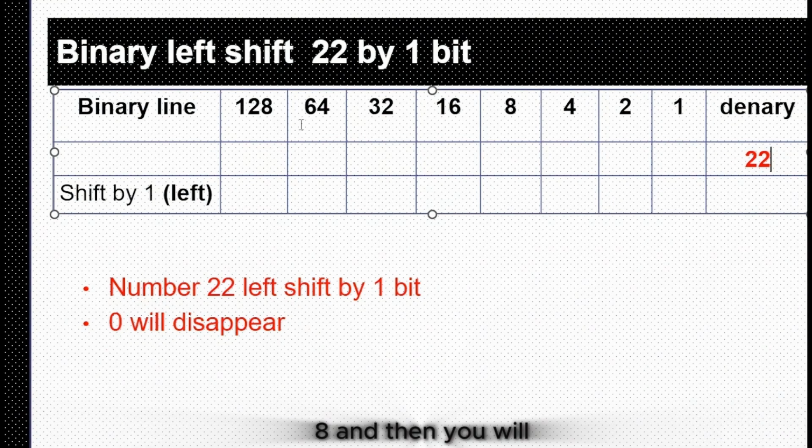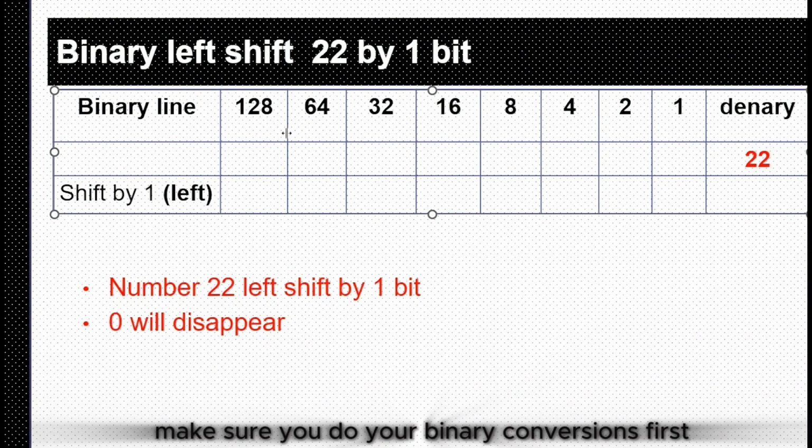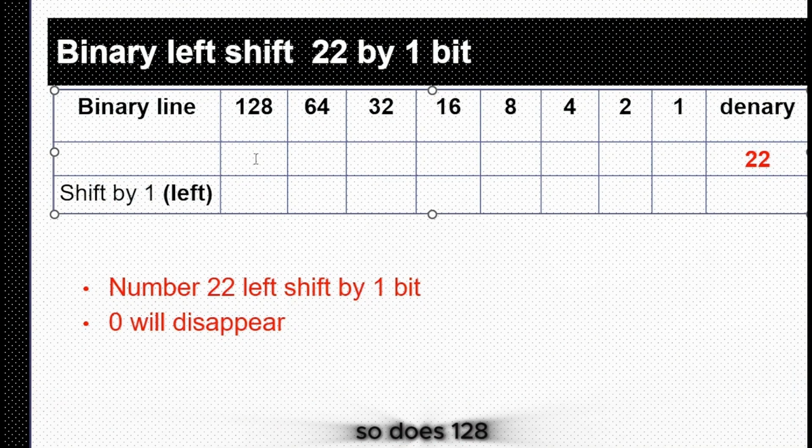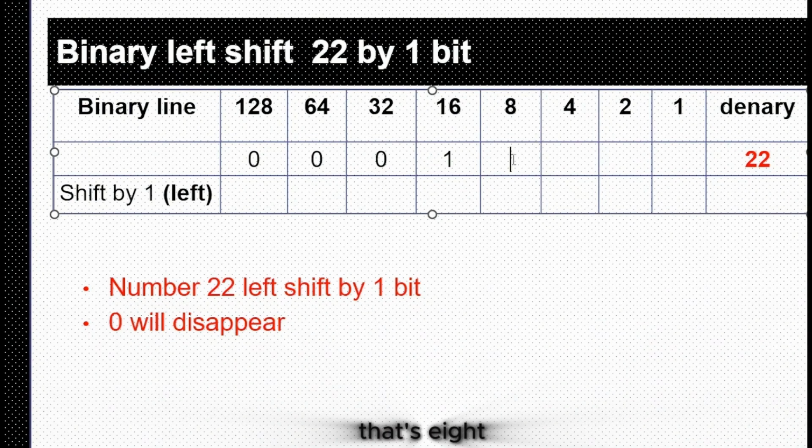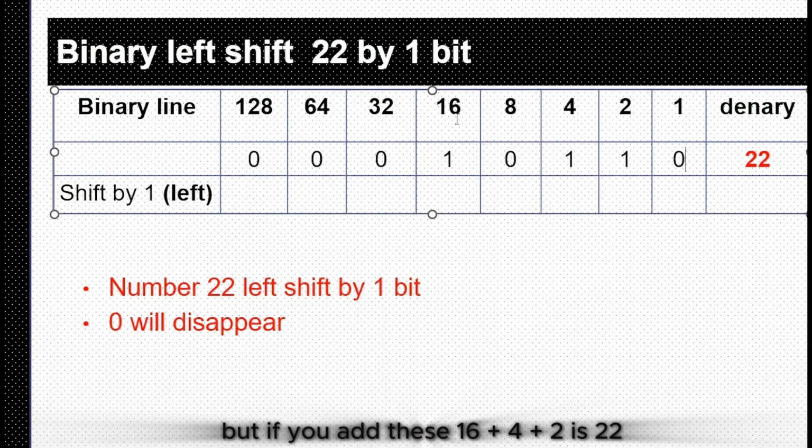Okay. And then you will make sure you do your binary conversions first. So does 128 go into 22? No, it does not. Does 64? No. Does 32? No. Does 16? Yes, once. So what is left over is 6. Does 8? No, that's too big. 4? Yes, once. 2 once, and that's a 0. So if we add these, 16 plus 4 plus 2 is 20.